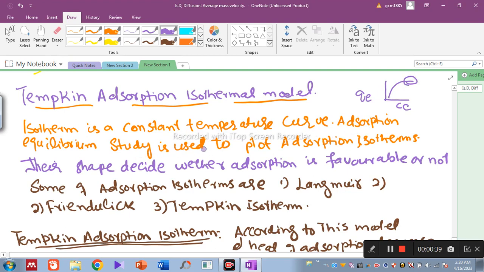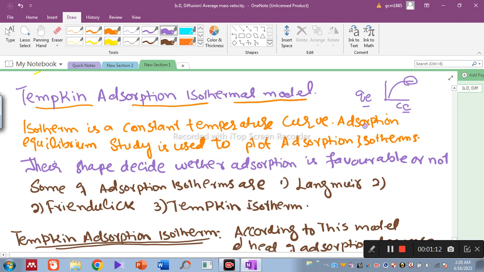Adsorption equilibrium study is used to plot the adsorption isotherm. So usually the adsorption equilibrium study is used to determine the adsorption isotherm. This is the adsorption equilibrium study, equilibrium concentration and equilibrium uptake. With the help of adsorption equilibrium study, we can plot the adsorption isotherm. The shape of the isotherm decides whether the adsorption process is favorable or not favorable.